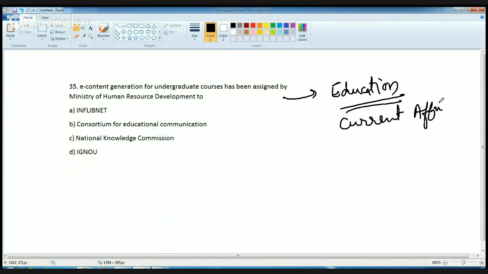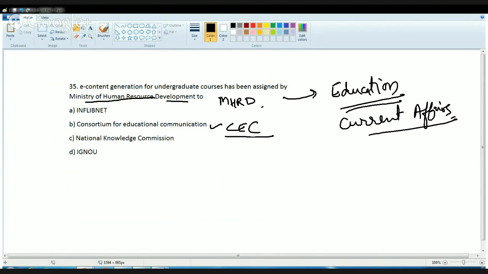What is important in this question is that it asks about e-content generation for undergraduate courses, which has been assigned by the Ministry of Human Resource Development or MHRD. The answer is CEC, Consortium for Educational Communication, which is one of the inter-university centers set up by UGC, and this center has launched the e-content program for undergraduate courses.